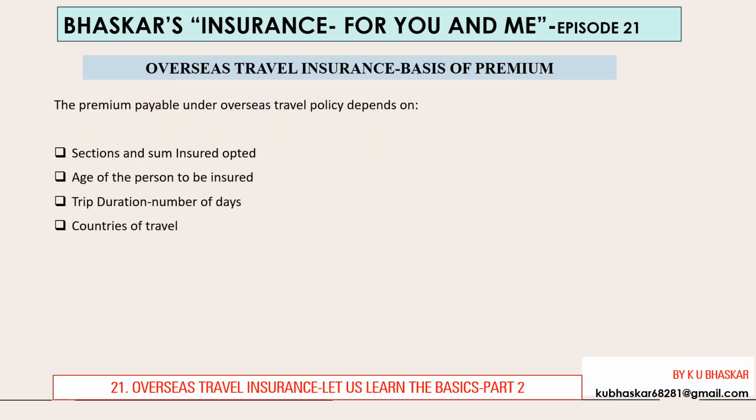Now we will see how the premiums are calculated under this policy. The premium payable under the overseas travel policy depends on the following aspects. What are the sections chosen and the sum insured opted under each section? Age of the person to be insured, the trip duration, that is the number of days the person is traveling, and the countries of travel.